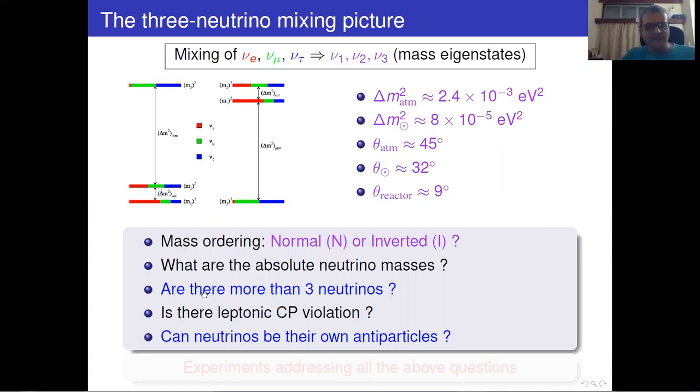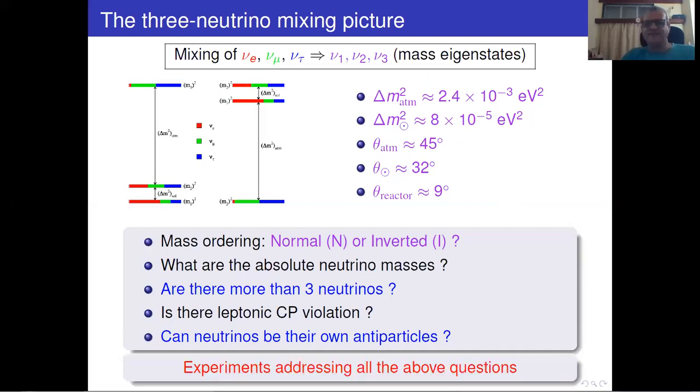We don't know if these are all the three neutrinos that we have. People do search for sterile neutrinos, but I won't talk about that in today's talk. There are experiments that are going to look for leptonic charge parity violation. And there are experiments that see whether neutrinos can be Majorana particles, or if they can be, then at least they can be their own antiparticles. So all of these are physics questions, and experiments are there addressing all of these questions, small and large, coming up all over the world.